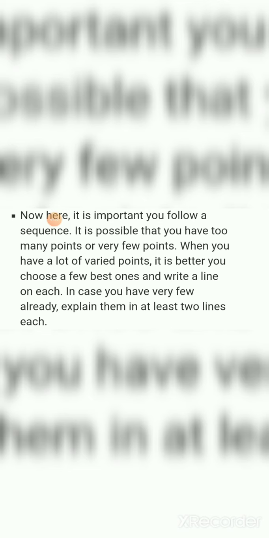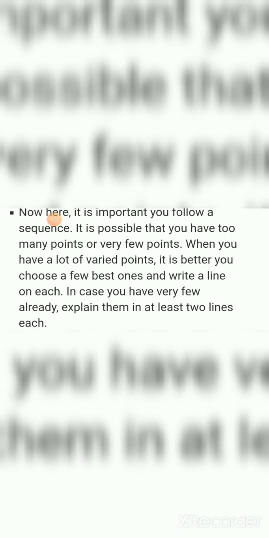So when you have a lot of varied points, it is better to choose a few best ones and write a line on each. If you have 10 points for your title, it doesn't mean that you will develop 10 paragraphs, not at all. You will create 3 or 4 paragraphs, and you will not follow one point and one paragraph. What you will do is one point, one line, another point, another line, and in this way you will give all the information which you know. You put all the varied points. Choose a few best ones and write a line on each.